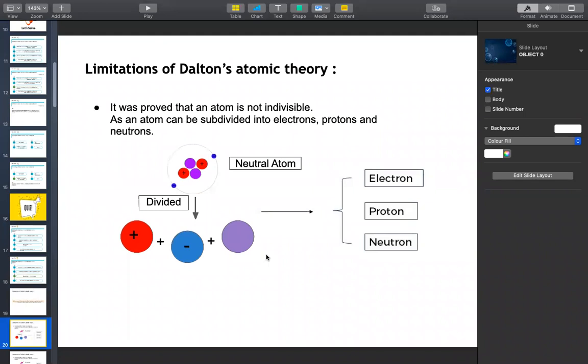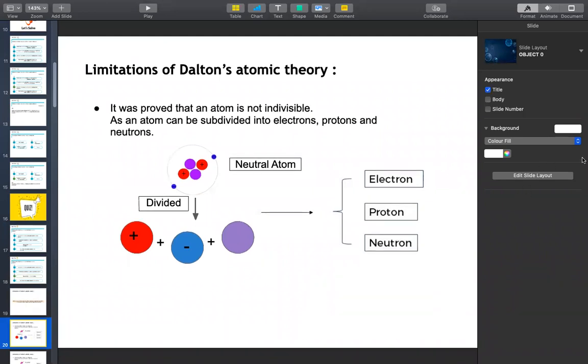So that is the limitation of Dalton's atomic theory. It was proved that the atom is not indivisible, as an atom can be subdivided into electrons, protons, and neutrons. That is a different thing, that later the electron, proton, and neutron can be further divided. But we know what is inside.